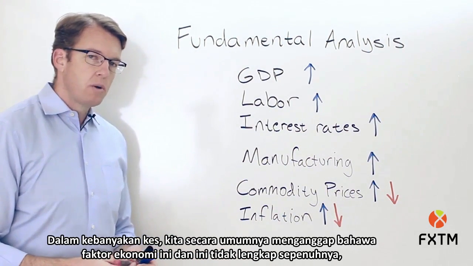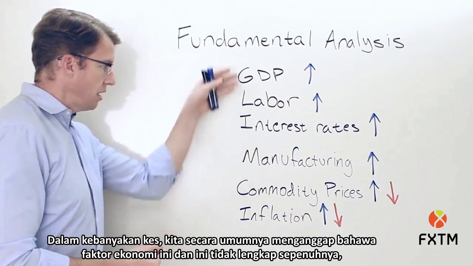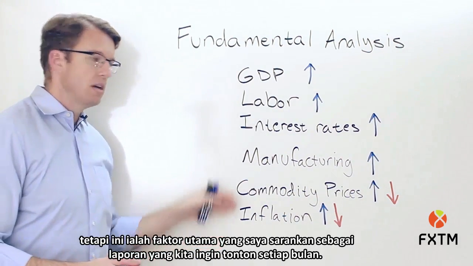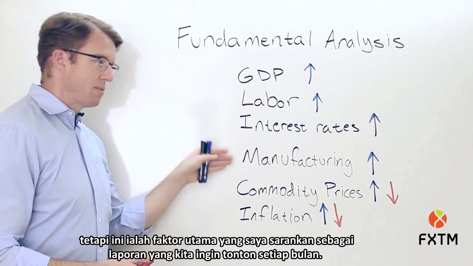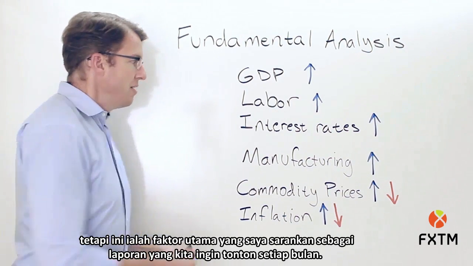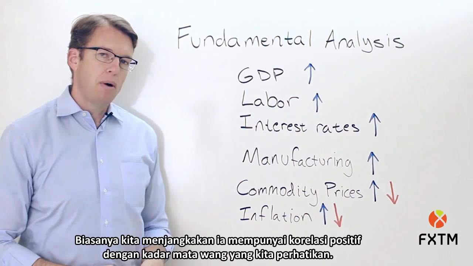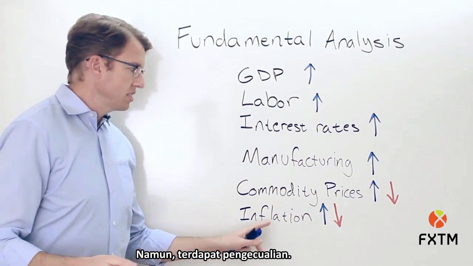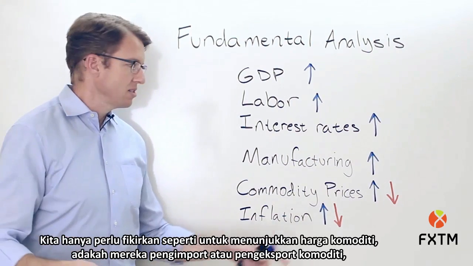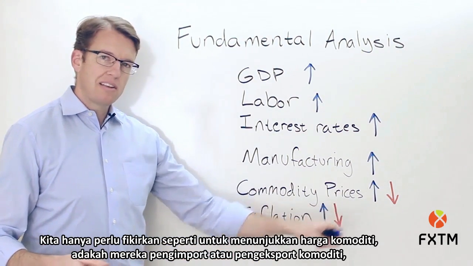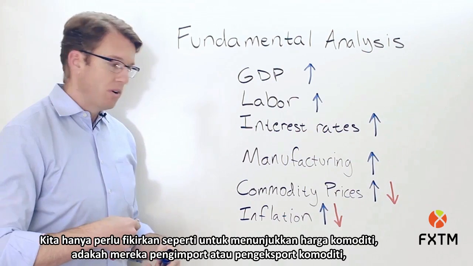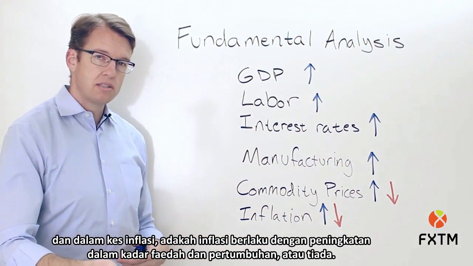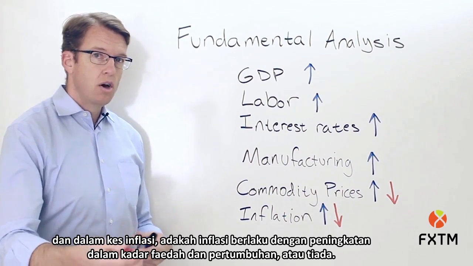So in most cases, we would generally assume that these economic factors, and this is not fully comprehensive, but these are the major factors that I would suggest are the reports that we want to watch on a monthly basis. We would normally expect that they have generally a positive correlation with the currency rate that we're watching. However, there are exceptions to that. We just have to think through that as to, in the case of commodity prices, are they a commodity importer or exporter? And in the case of inflation, is that inflation occurring with increases in interest rates and growth or without?